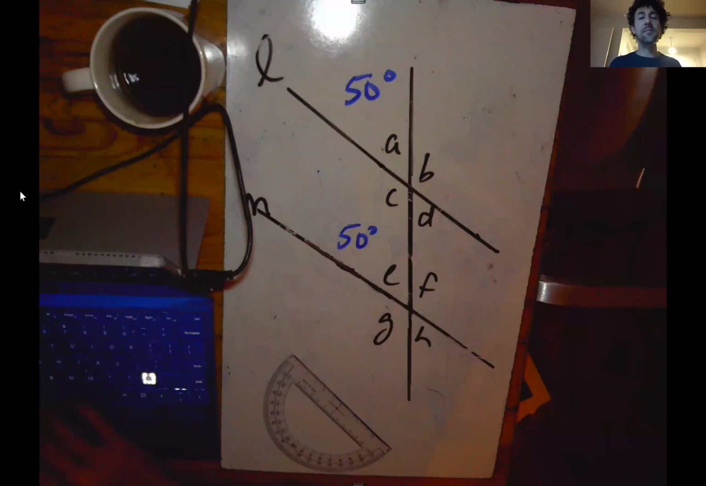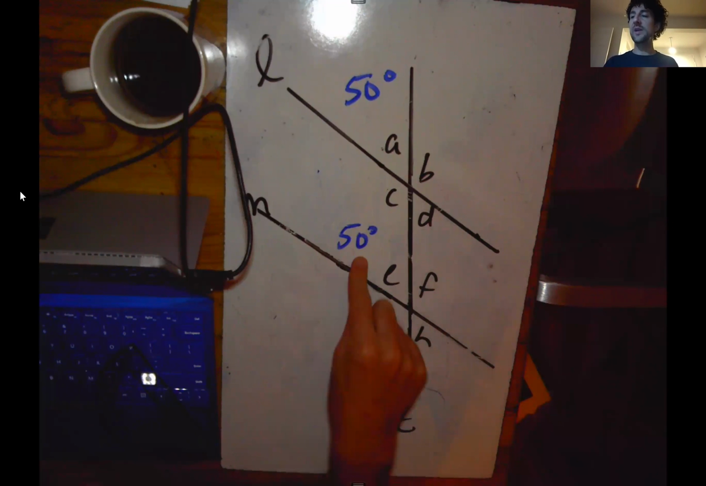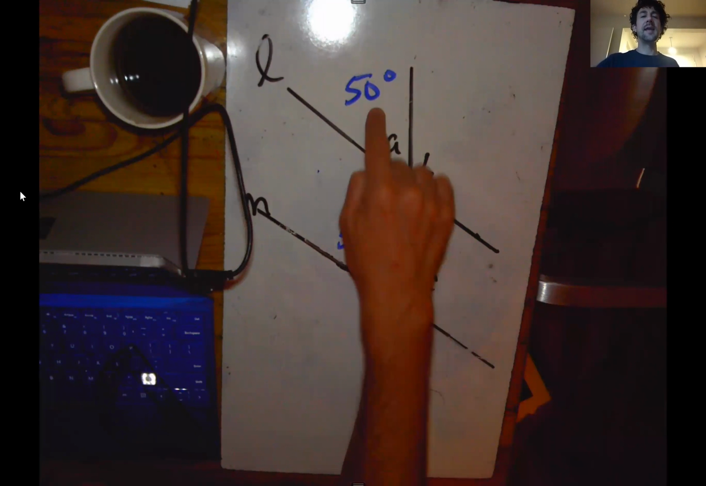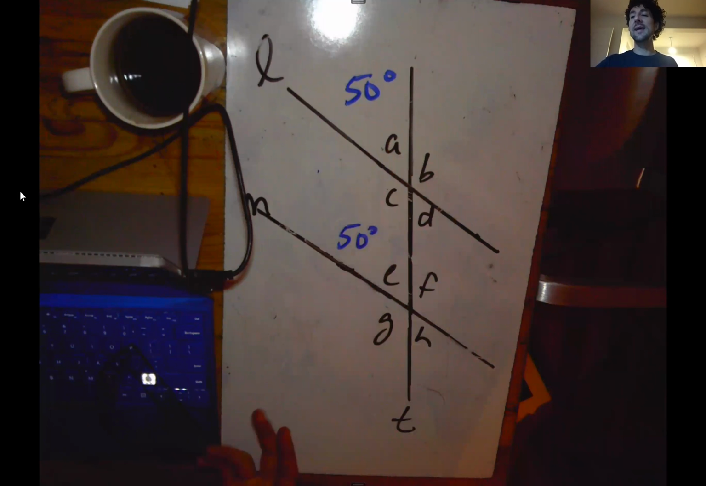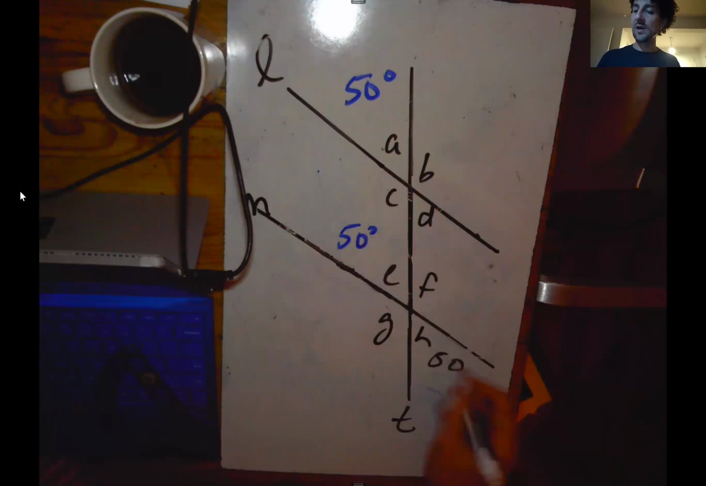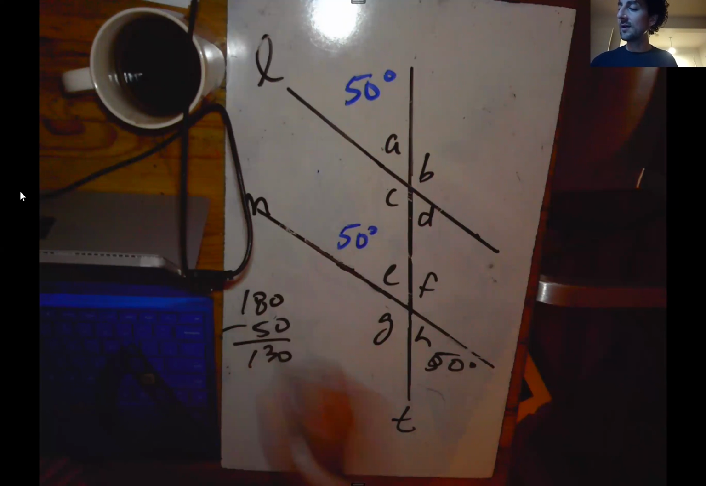So now I've made a new version of my two lines crossed by a transversal, where I made sure that angle E was 50 degrees like before, but now I also made sure that angle A would be 50 degrees. And that tells me that L and M now must be parallel. We can make sure we know that by filling in our other degree measures. So you might remember 50, 50, subtract from 180, gives us 130, so 130.